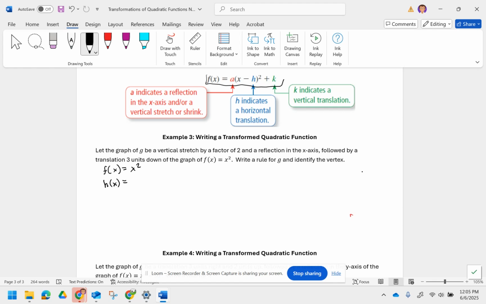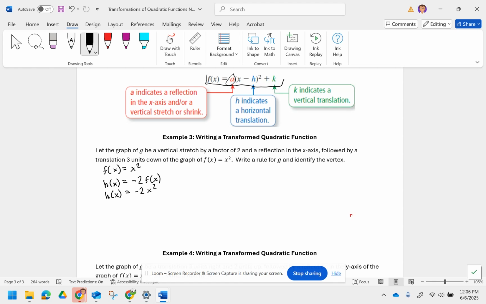So you'll notice that's what a does right there when we're multiplying on the outside. So I'm going to take f of x and multiply it by a negative to create the reflection, and 2 to create the stretch. So negative 2 times f of x, which means that h of x would just be, f of x is just x squared, so this will be negative 2x squared.